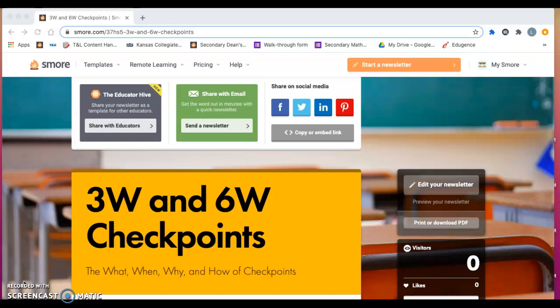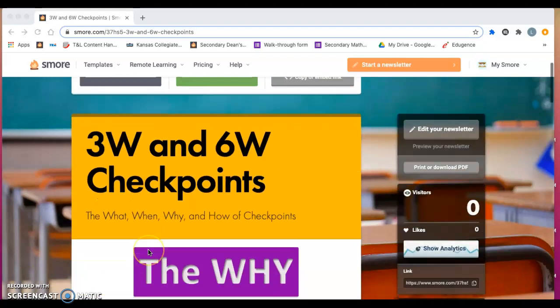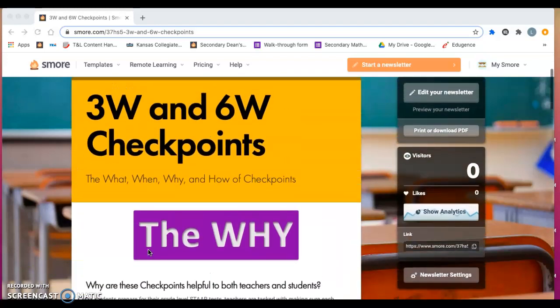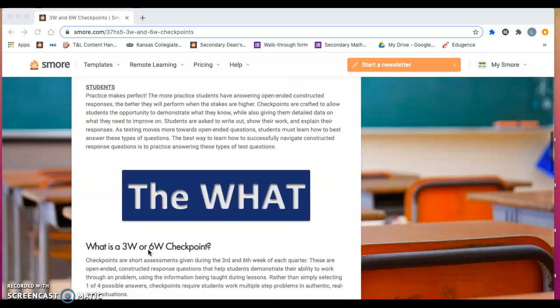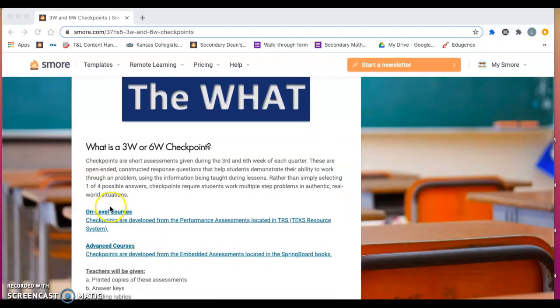So this first video is basically going to be what is a checkpoint and where do you find these checkpoints so that your kids can be prepared for them. So right now we're looking at the SMORE created for 3 and 6 week checkpoints. The why, read through that, and we're going to go to the what. On-level courses will use the performance assessments that are in TRS or the TEKS resource system. Advanced courses will use embedded assessments located in the Springboard books.